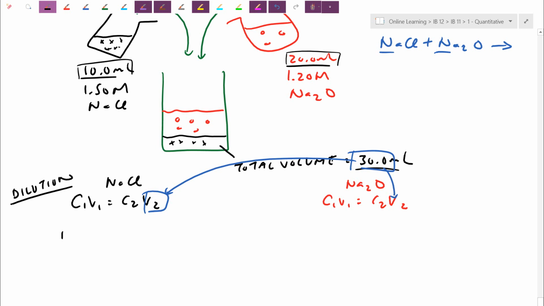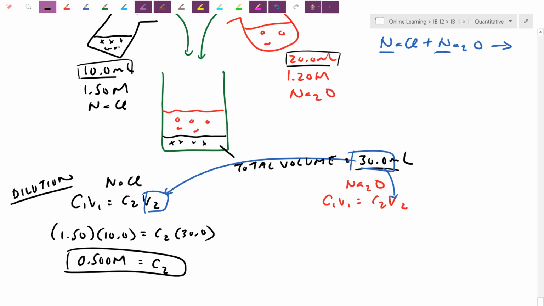My starting concentration was 1.50. My initial volume was 10. I don't know what my new C2 is, but my final volume is 30. That volume ratio would be 10 over 30. I'd imagine it'd be a third. So even if you punch in the numbers here, this should give you 0.5. Thinking in fractions should help. So 0.5 molar of the NaCl.